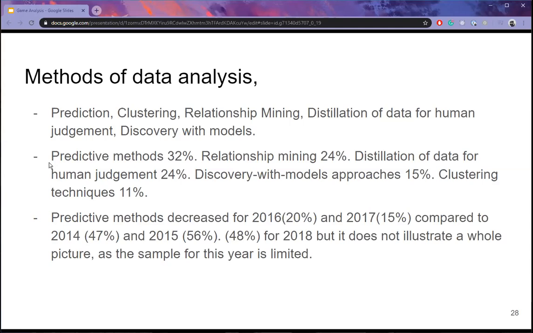The predictive methods decreased for 2016 to 20% and 2017 to 15%, compared to 2014 with 47% and 2015 with 56%. Oh yeah, they had 48% for 2018, but it does not illustrate the whole picture because the sample of this year was limited.